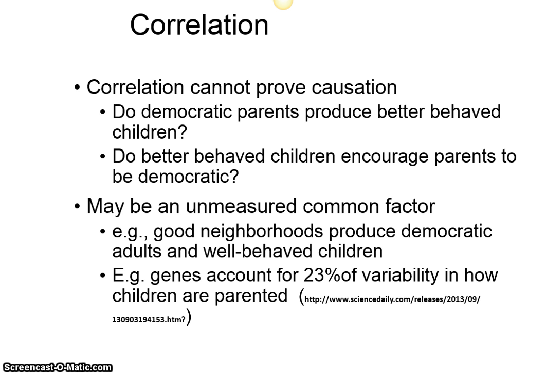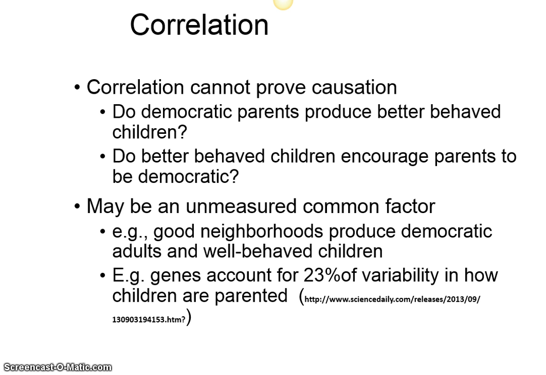So if we see that there's a positive relationship between parents who are more democratic in their parenting style and how well the children behave, how well adjusted the children are, for example, we cannot say that it was the parenting that caused the child to behave that way, because we have not controlled all of the variables in this study. We've just pulled out two variables and we're seeing how they relate to one another.